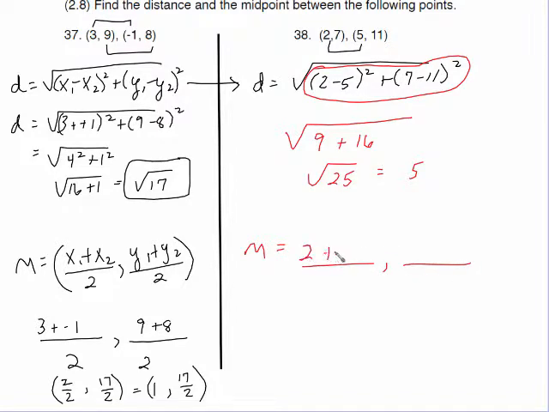2 plus 5 over 2. 7 plus 11 over 2. 2 plus 5 is 7 over 2, which does not simplify unless you want to write it as a decimal. 7 plus 11 is 18 over 2, which gives us the whole number 9.